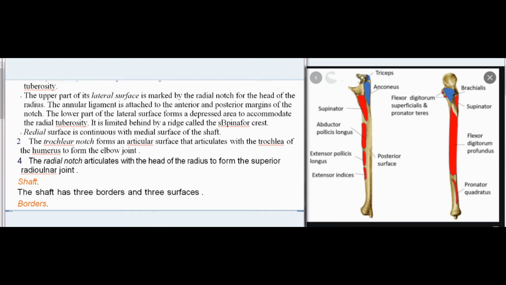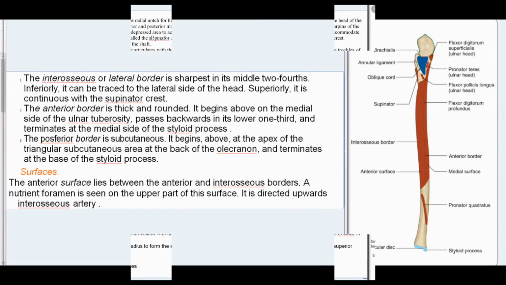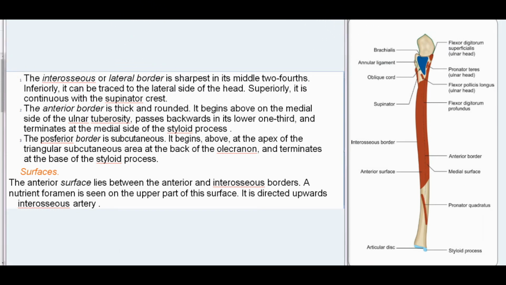3. The trochlear notch forms an articular surface that articulates with the trochlea of the humerus to form the elbow joint. 4. The radial notch articulates with the head of the radius to form the superior radio-ulnar joint. Shaft. The shaft has 3 borders and 3 surfaces. Borders. 1. The interosseous or lateral border is sharpest in its middle two-fourths. Inferiorly, it can be traced to the lateral side of the head. Superiorly, it is continuous with the supinator crest.